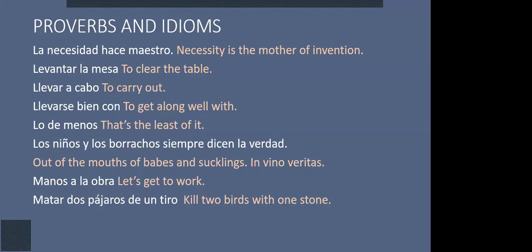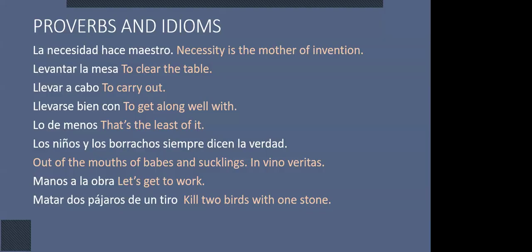Many of these are not always proverbs or idioms. Some of them are stock phrases, and they have become stock phrases because they're very stable and so repetitive. That's part of the reason why they're listed here. Llevarse bien con, to get along well with. Lo de menos is the least of it. That's the least of it. Los niños y los borrachos siempre dicen la verdad.